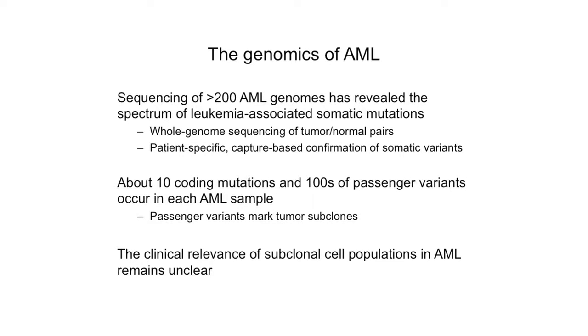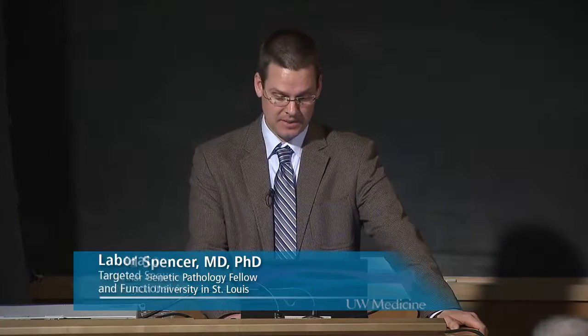And so I'm going to talk about that in a few minutes. What we've learned from this is that the average number of coding mutations in an AML is about 10, so not that many. However, there are hundreds to over 1,000 passenger mutations, or presumably passenger mutations, that occur elsewhere in the genome. And these are really useful for tracking subclonal populations in AML. It's difficult to identify subclones without these mutations, because you're only talking about 10 coding mutations that you would detect with exome sequencing, for example.